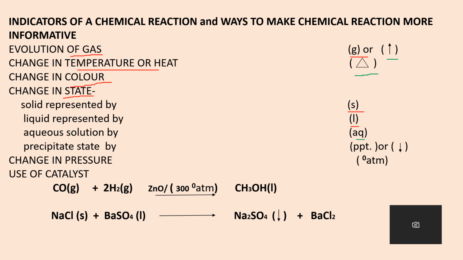AQ in brackets is written for aqueous solution. Aqueous means a solution in water. PPT in brackets is written for precipitate state. Precipitate means an insoluble state of a substance. An inverted arrow can also be used for a precipitate.